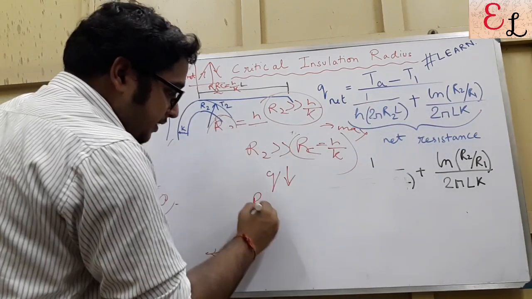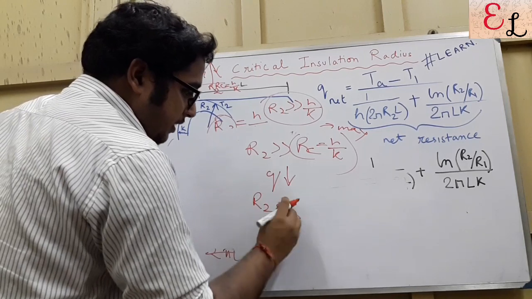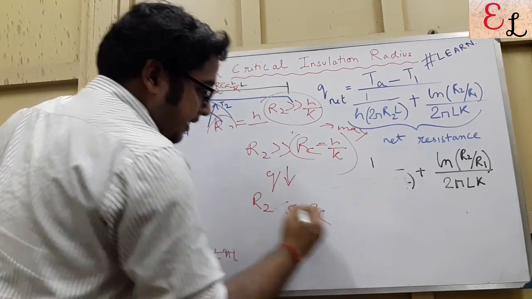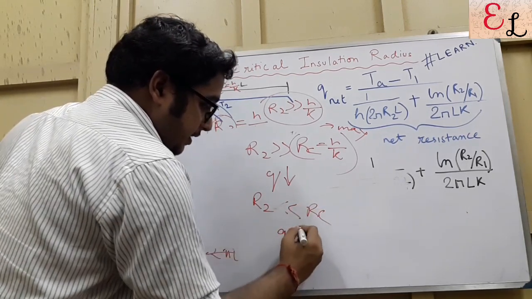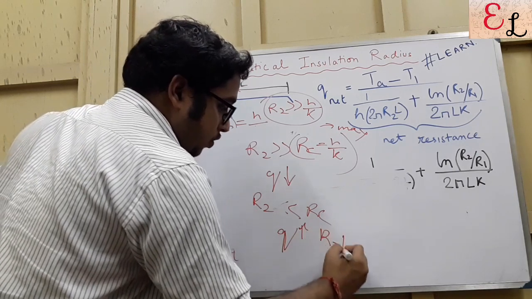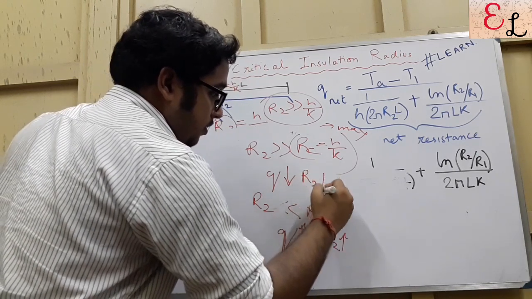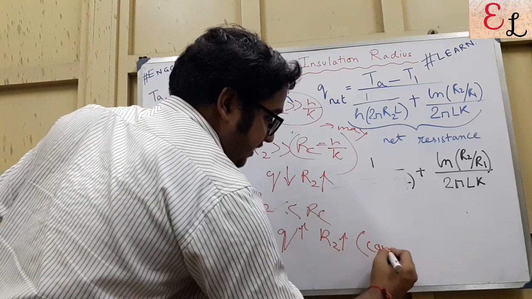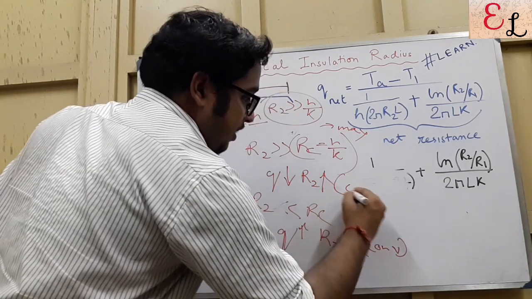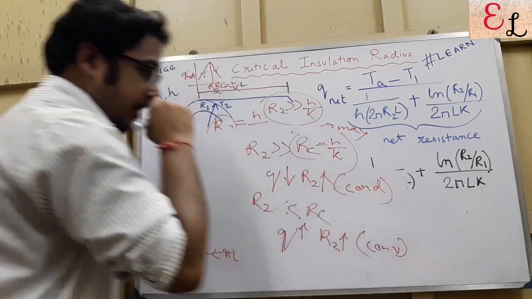Before that point, for R2 less than RC, Q increases with increase in R2, and the convective heat transfer resistance is dominating. Here the conductive heat transfer resistance is dominating.